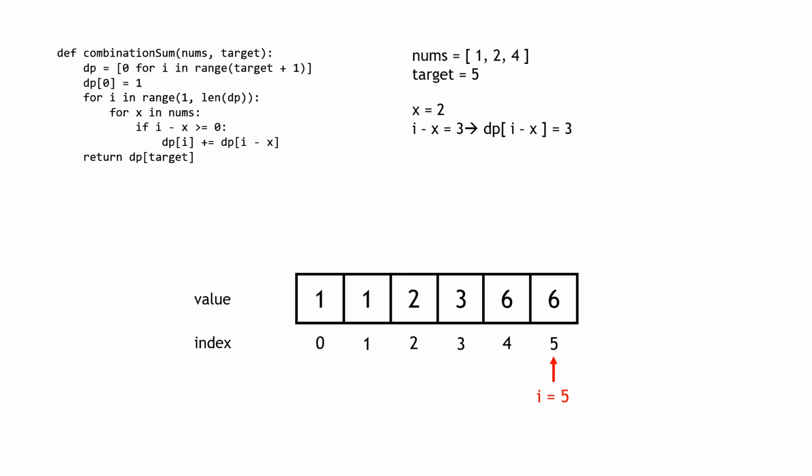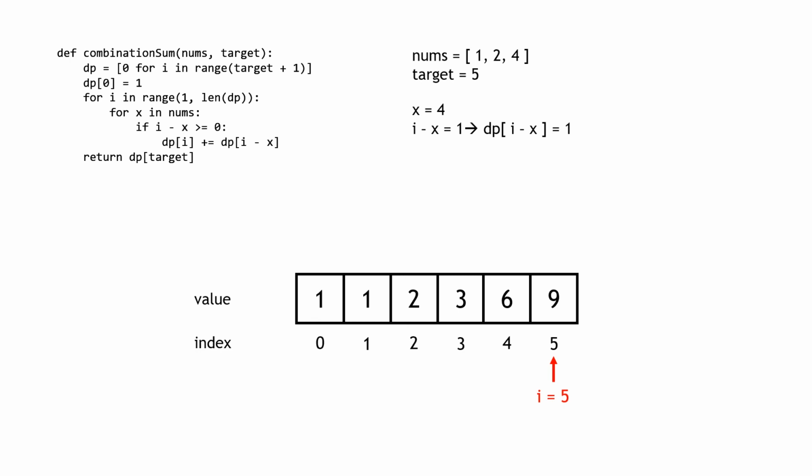So now x equals 2, which means i minus x is 3, and since x is greater than 0, we're going to add dp of 3 to dp of 5. Again, this is us taking all the combinations which add to the subtarget of 3. There are 3 combinations, which are 1 plus 1 plus 1, 1 plus 2, and 2 plus 1. We can then add 2 to all these combinations to form 5. Therefore, we update our i equals 5 slot from 6 to 9.